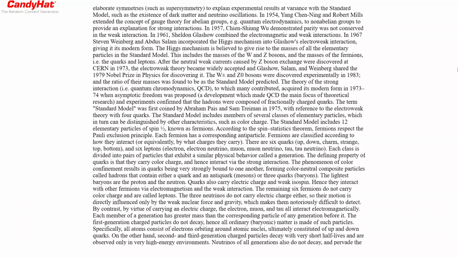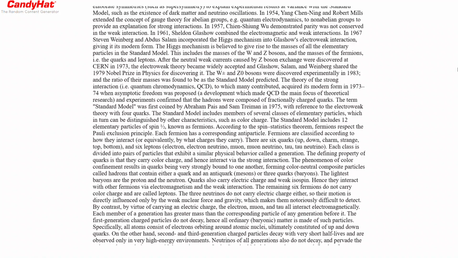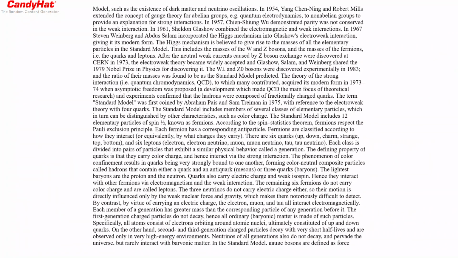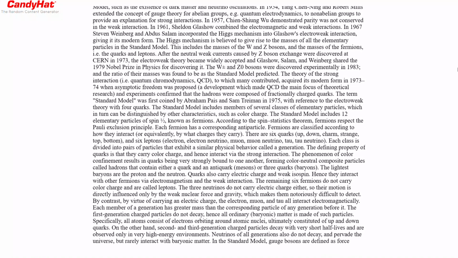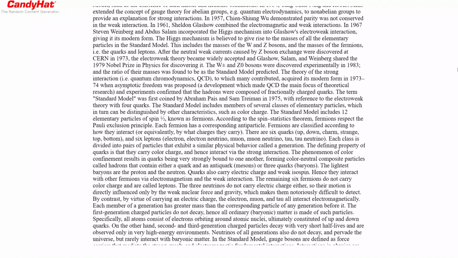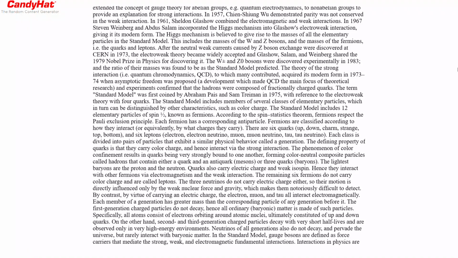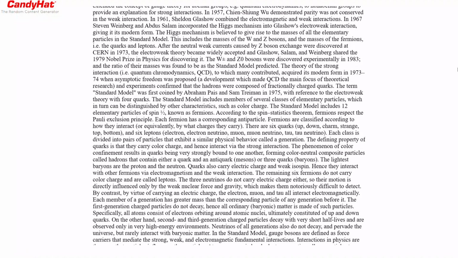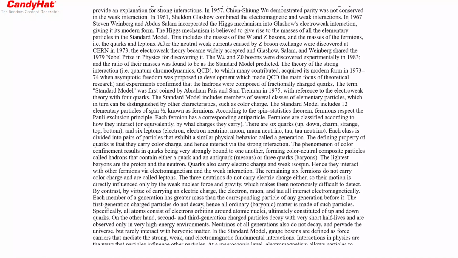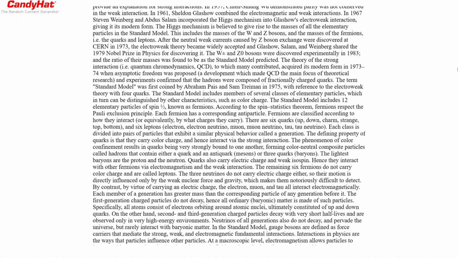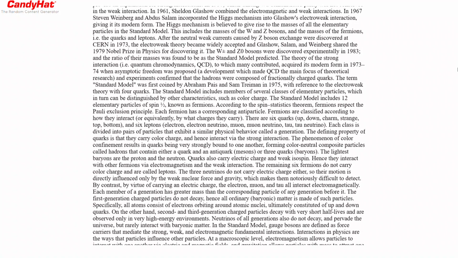The 3 neutrinos do not carry electric charge either, so their motion is directly influenced only by the weak nuclear force and gravity, which makes them notoriously difficult to detect. By contrast, by virtue of carrying an electric charge, the electron, muon, and tau all interact electromagnetically. Each member of a generation has greater mass than the corresponding particle of any generation before it.